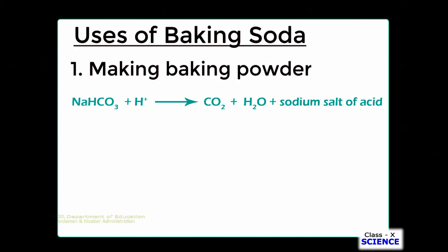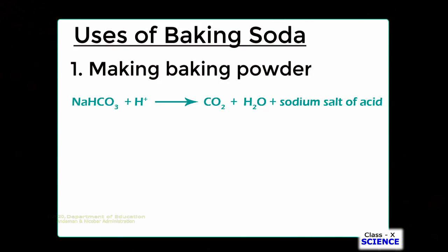Here in this chemical equation, you can see very well that upon heating it or mixing it with any acid, here H plus is written. Here H plus is the ion obtained from acid, as we already learned before that all the acids can displace hydrogen ion. So the displaced hydrogen ion, when it reacts with the sodium hydrogen carbonate, then carbon dioxide, water and sodium salt of the particular acid will be produced.